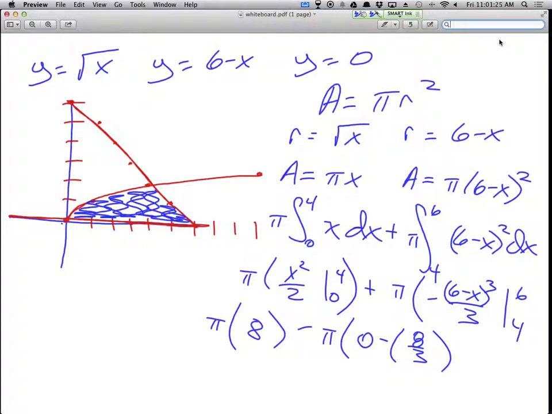So that looks like we end up with 8 pi plus 8 pi over 3. And if we get a common denominator and add them together, we end up with 32 pi over 3. What does 32 pi over 3 represent? The volume of this three-dimensional figure that I get when I take this and rotate it around the x-axis. Everybody okay so far? All right, last one.